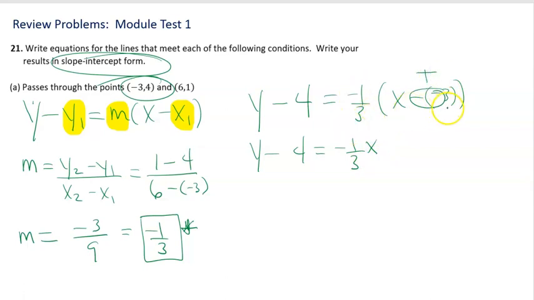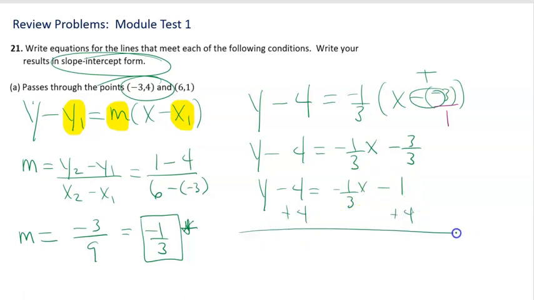So -1/3 times 3 is going to be -3/3, right? When you multiply fractions together, you multiply numerator times numerator, so -1 times +3 is -3, and denominator times denominator, which is 3 times 1, is 3. Now, of course, that's 1, and that's going to be the next thing that I do. So I'm going to say this is y minus 4 equals -1/3 x minus 1. I'm going to add 4 to both sides of this equation to get my final result, which is y equals -1/3 x plus 3.